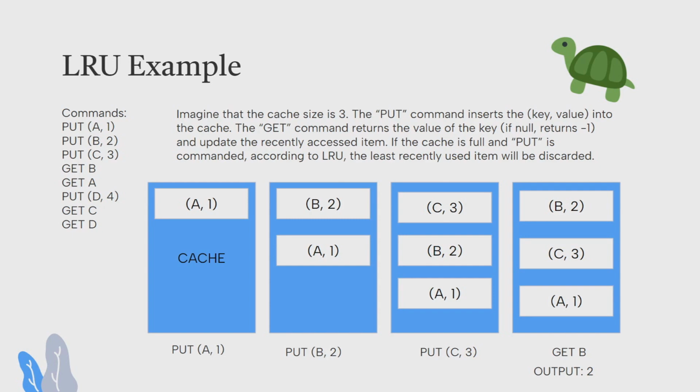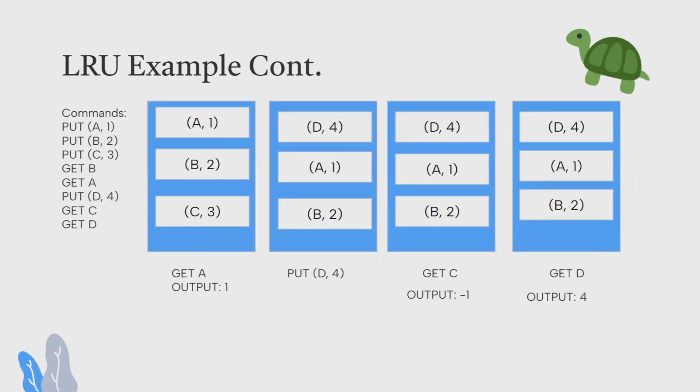So put A1 will put the first item into the box. Put B2 will put the second item into the box, which is on top, which is the most recently used. Put C3 will put the item into the box. So it's kind of like a stack. And then if you do get B, it will output 2, which will move that item to the top because that was recently accessed. And then we also got another continuation of the command. So get A will output 1, put D4 will remove C3 since that was the least recently used one. So push that D4.